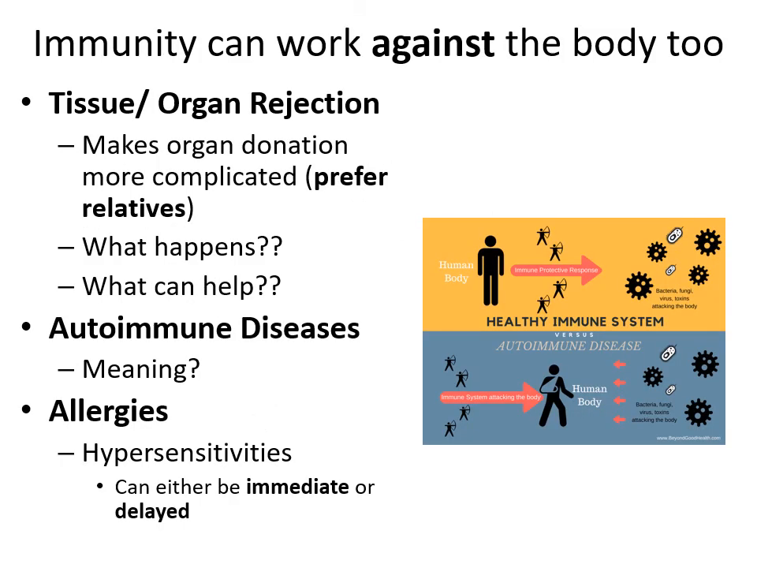Now, the last thing I want to point out is that, even though your immune system is trying to help you, sometimes it can end up hurting you or working against you. And the three big examples for this are tissue and organ rejections, autoimmune diseases, and allergies.